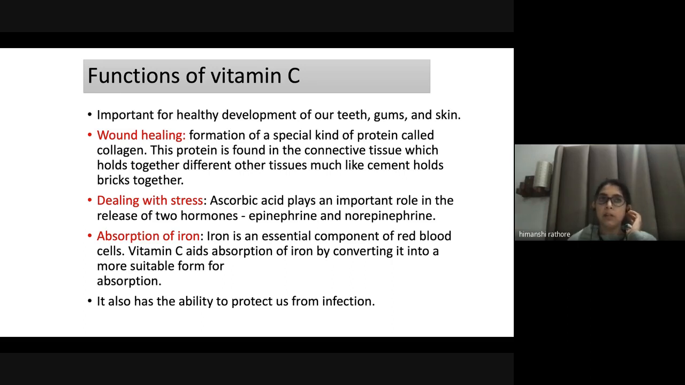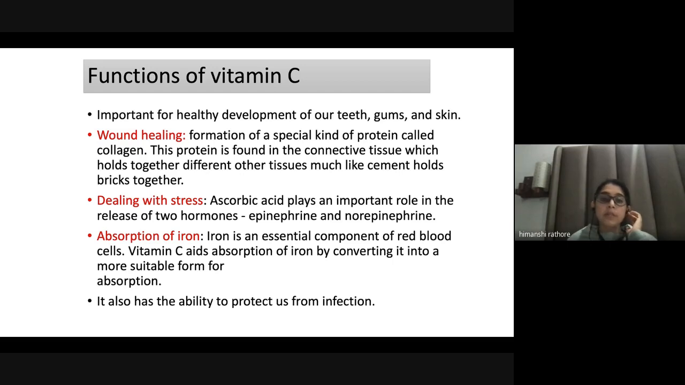The names are given in the slide, and when these two hormones are being released by the body, you feel relaxed. Another function of vitamin C is absorption of iron. I taught you about the interrelation of the nutrients yesterday in my presentation, that all the nutrients are interconnected with each other, and one nutrient may require the help of another nutrient for the absorption. So vitamin C improves the absorption of iron.